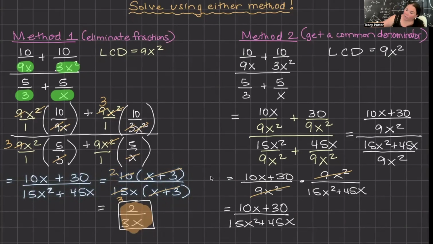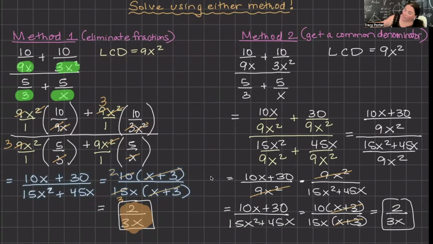And so, of course, you would just pick up right there, and then you would end up with the same answer here. So we would factor out the 10, factor out a 15x, and simplify. And so this is going to be 2 over 3x. So they match. You get to the same spot. You just get there a different way.